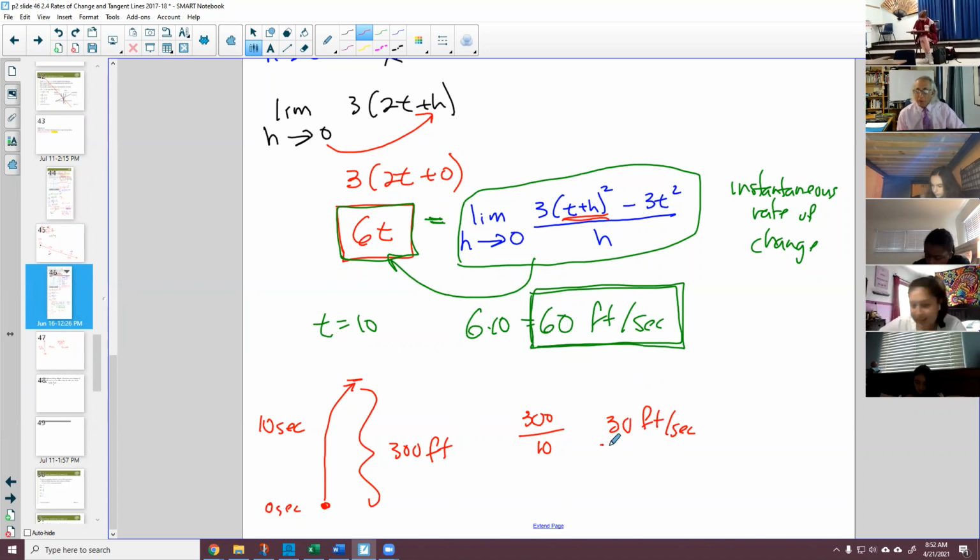My average speed was a lot slower than my instantaneous speed. That's because the rocket's speeding up. The rocket better speed up, otherwise it's going to fall back to the Earth. It's never going to make it to the space station. Does that make sense? We doing okay with this?